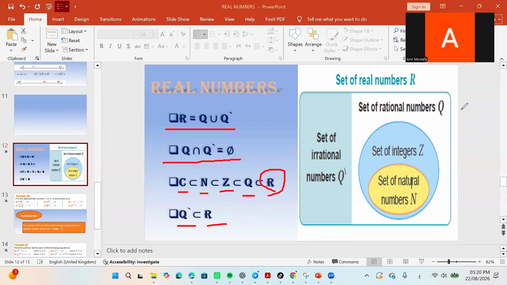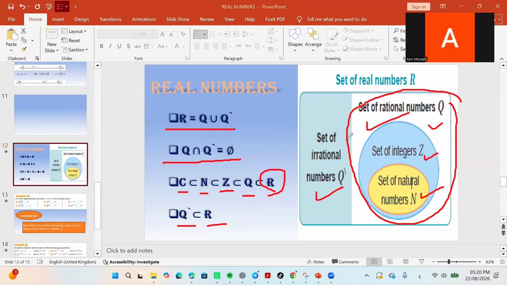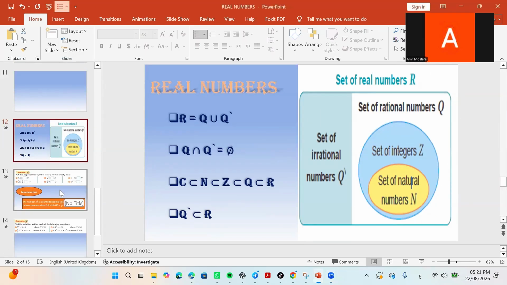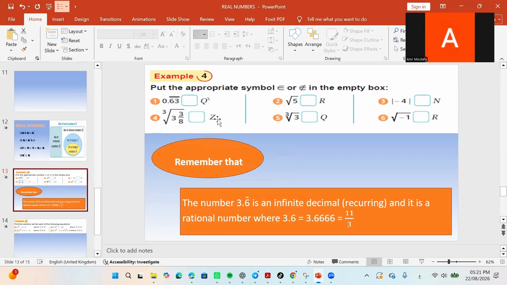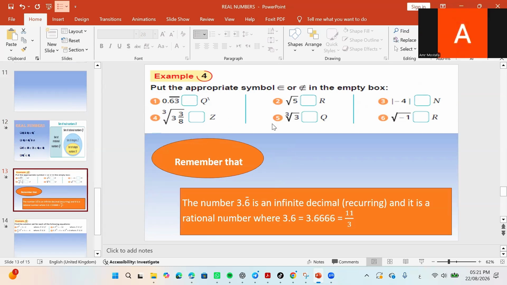So this is rational, integers, natural, and counting in one place, and Q dash in another place. The union of all of these equals R. Okay? The last question: put the appropriate symbol, belongs or not belongs, in the empty box.